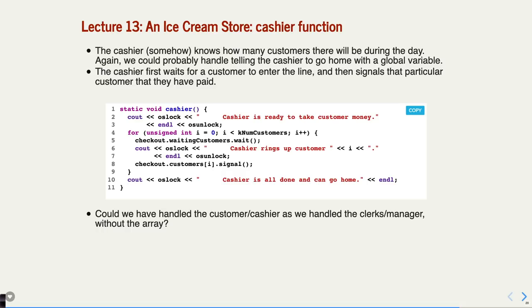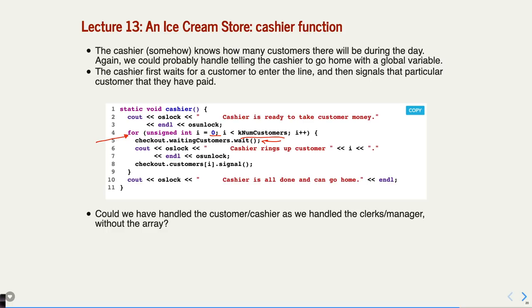But that's that. The cashier, now this is where it starts to get interesting for the cashier. The cashier does go in order, right? The cashier goes from zero to the number of customers, okay? And the first thing the cashier does is wait on the waiting customer semaphore. In other words, if nobody's there yet, don't do anything but just sit there and wait, okay? Wait for that thing.